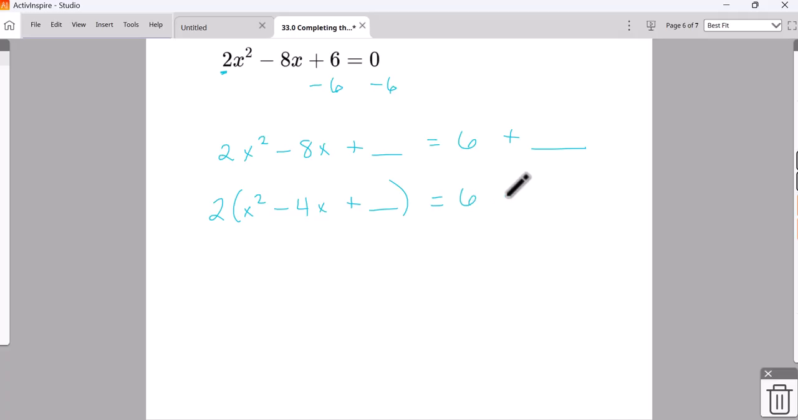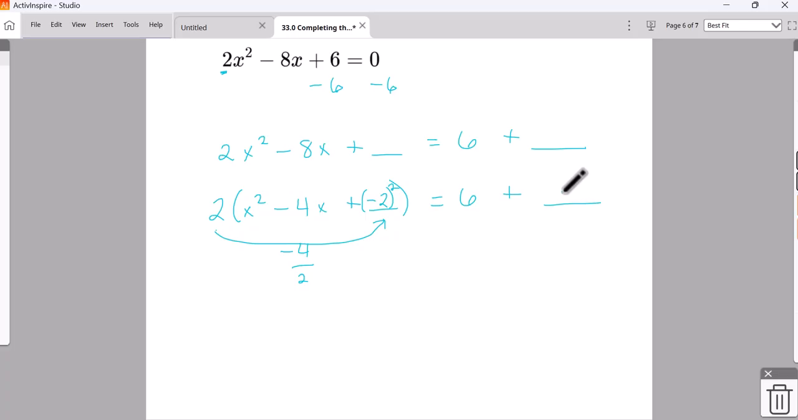equals 6 plus something. And so here, now the number that I'm dividing isn't the 8, it's the 4. So negative 4 divided by 2 is negative 2 squared, which is really positive 4, so negative 2 times negative 2 is 4. But then because this 2 is here, it's actually going to distribute to this number here, and so this is 4 times 2 is actually 8.